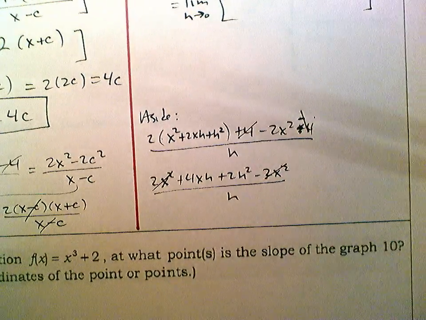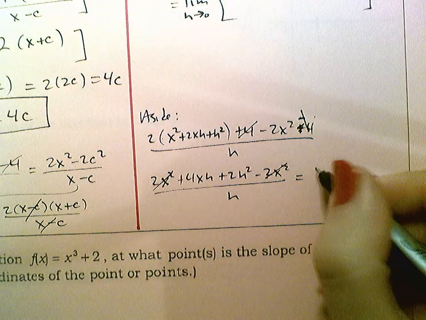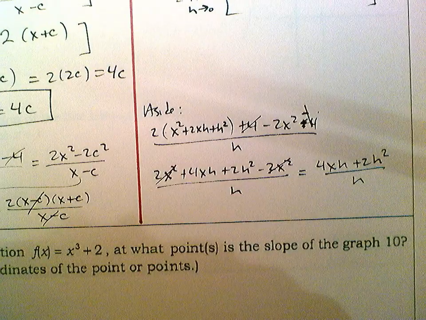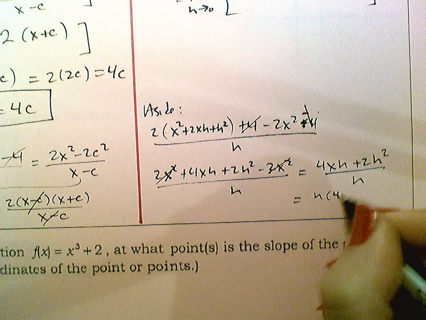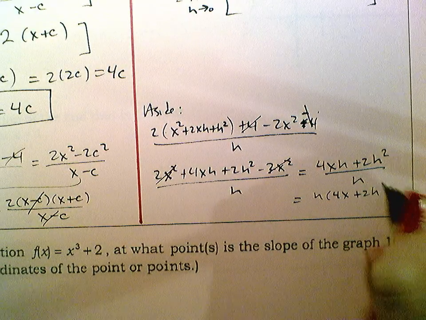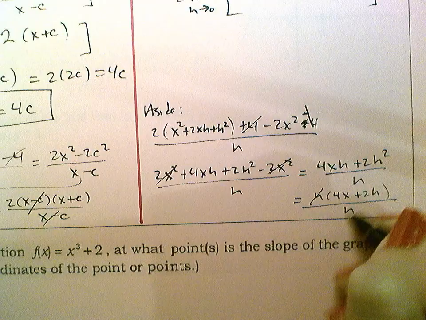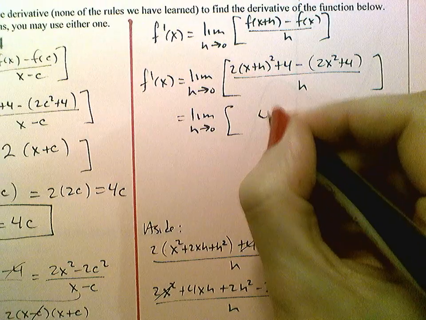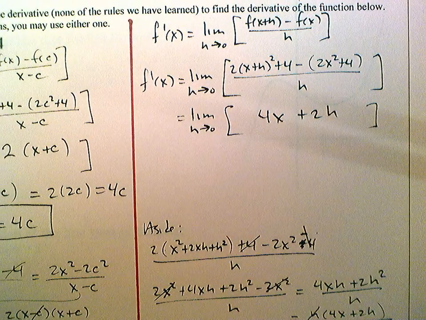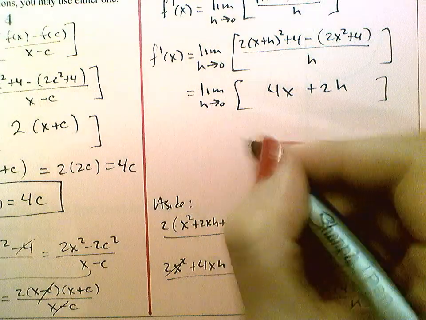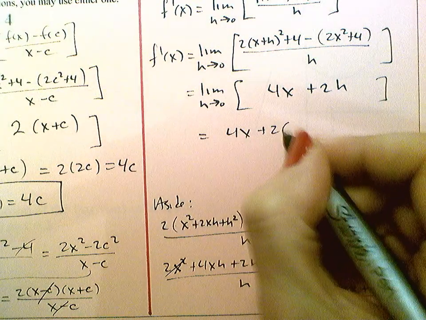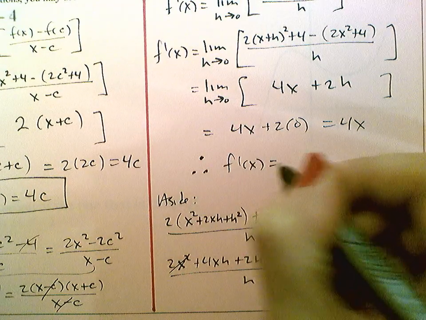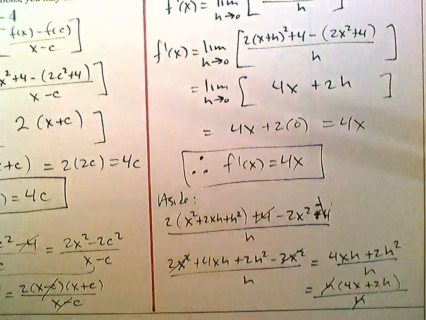The 2x squareds cancel. So this is 4xh plus 2h squared over h. And you can factor out an h, and you get 4x plus 2h all over h. Those h's cancel, and now I take this and I plug it back in up here: 4x plus 2h. And now I can direct substitute. So this is equal to 4x plus 2 times 0 equals 4x. Therefore, f prime of x equals 4x.